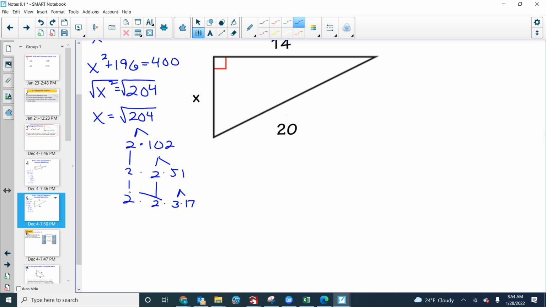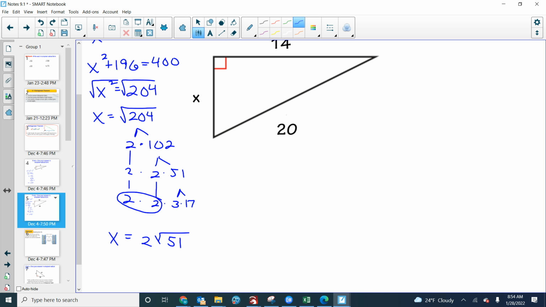What's our answer? 2 radical 51. If it asked you for a decimal, you'd say 14.28. It did not ask us for a decimal. I'm just saying, sometimes it could. This is simplest radical form. Does that seem reasonable? Now, why would I ever think about decimals?